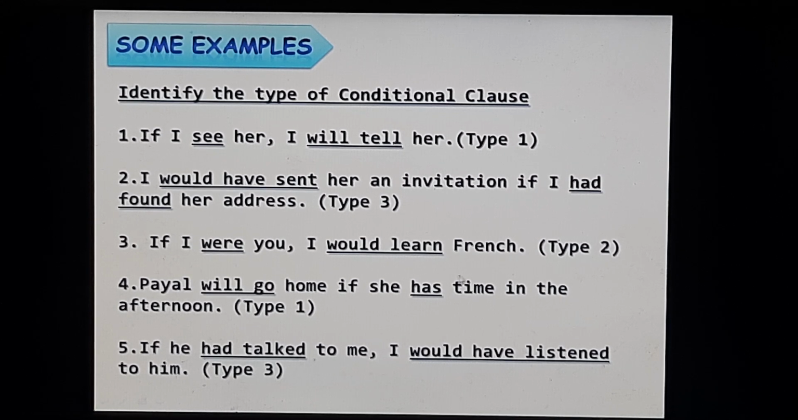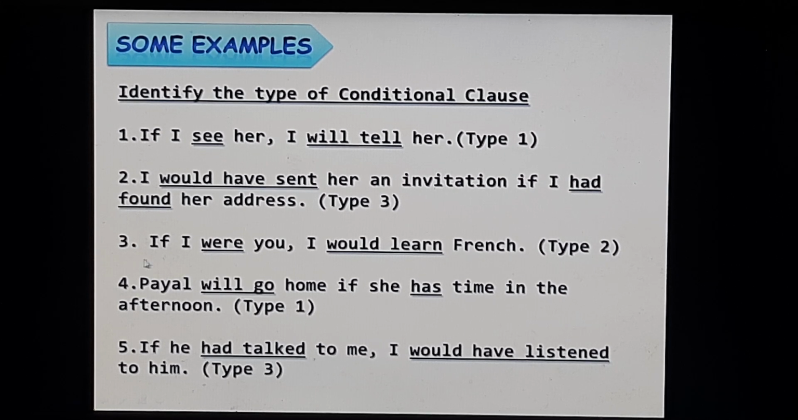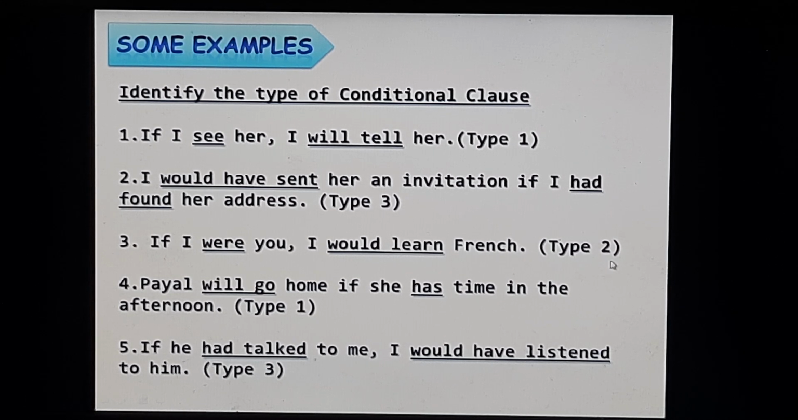If I were you, I would learn French. Your if clause is if I were you. The verb is were, which is simple past. So your verb in the main clause should be would plus infinitive or the V1 form, which is learn. So would learn is your verb in the main clause. It is type 2 condition.